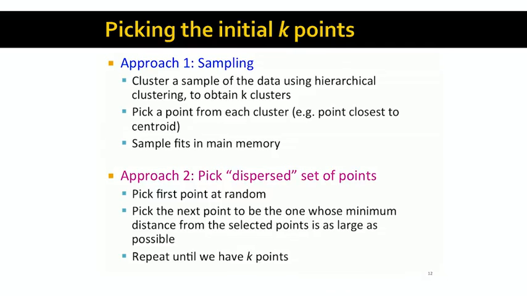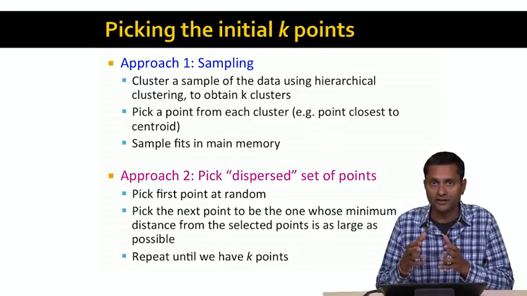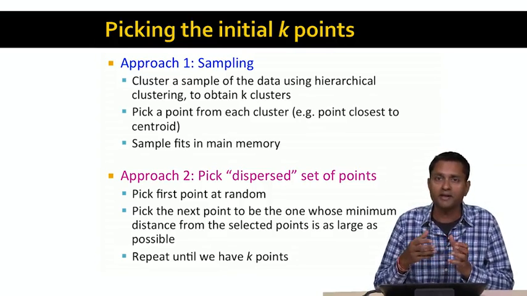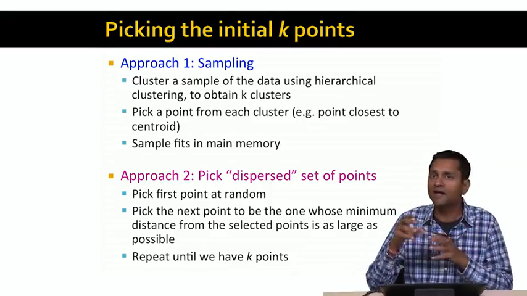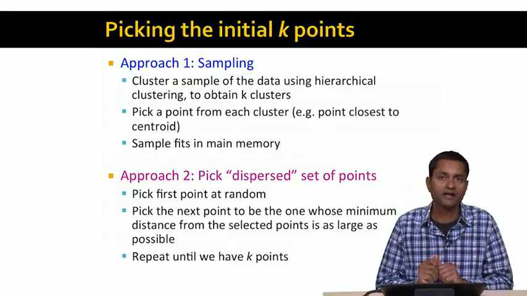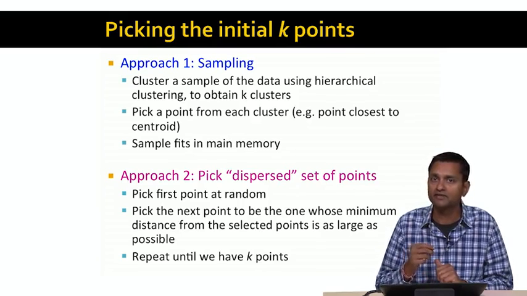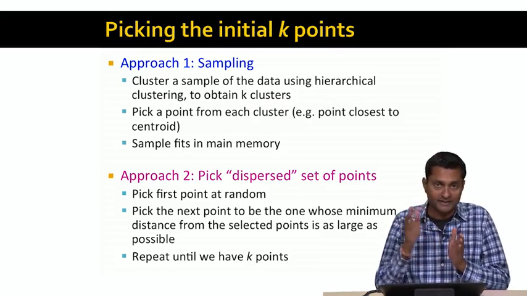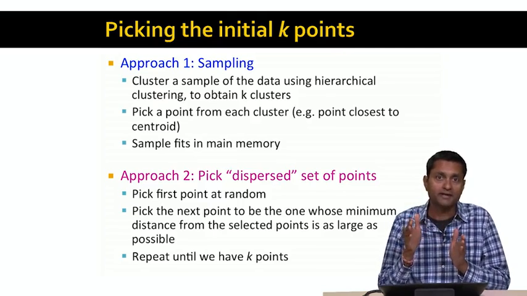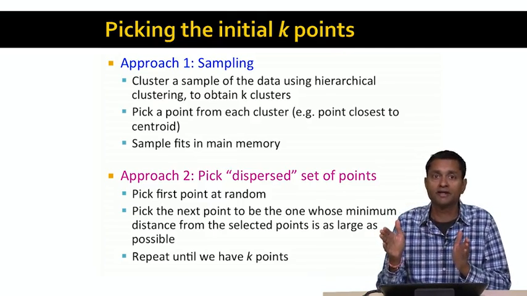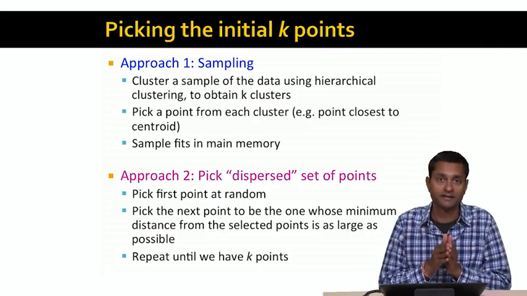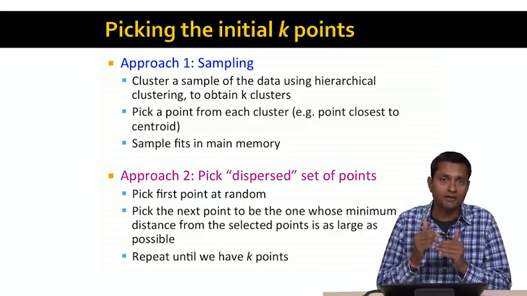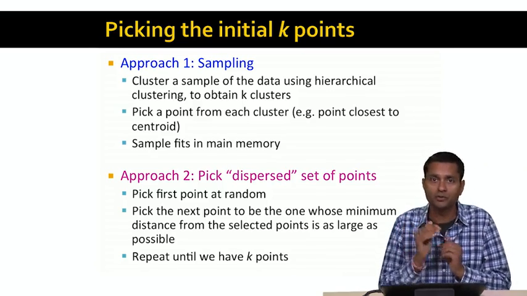Another approach is to not resort to another clustering algorithm, but to just pick a dispersed set of points, points that are as far away from each other in the data set as possible. So one approach to this is to first pick the first point entirely at random. Now, the second point we pick to be the point that's as far away from the first point as possible in the data set. The third point we pick to be the point that is as far away from both point 1 and point 2 as possible.